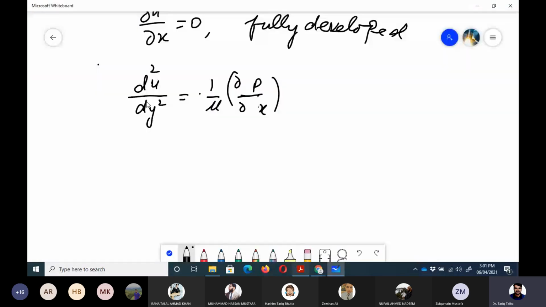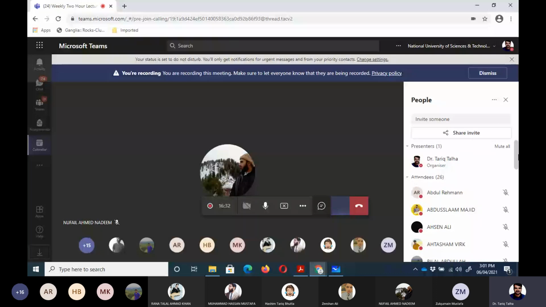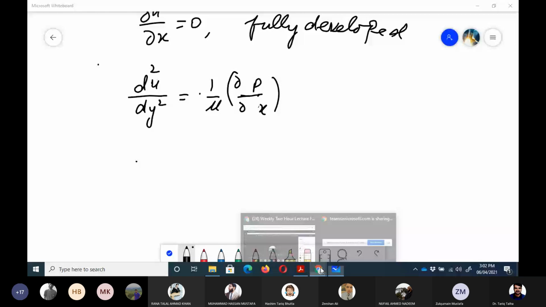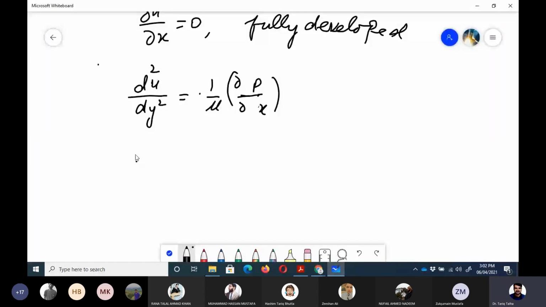Now, if we want to get the value of u from here, what do we need to do? Any question? What do we need to do to find the value of u from this equation? I think you know that once we have a differential, we need to integrate it. So if we integrate for the first time, we can write du upon dy is equal to 1 upon mu partial p by partial x into y plus c1. C1, sorry.